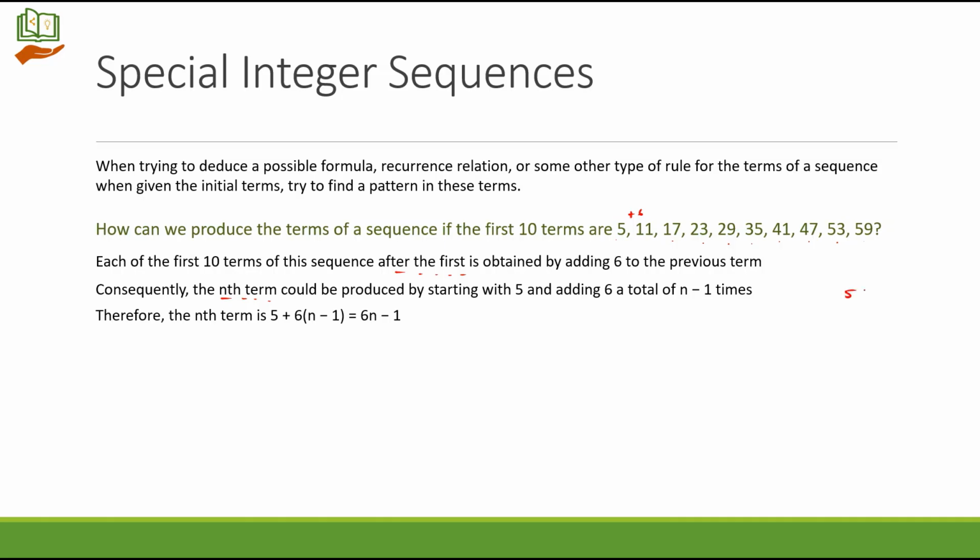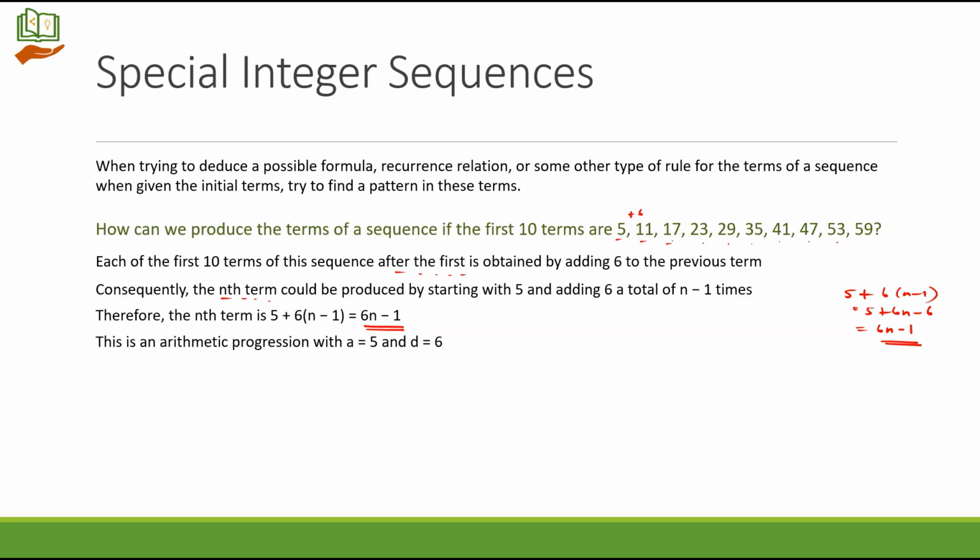So, just solve this. 5 plus 6 into n minus 1 will be 5 plus 6 into n minus 6 into 1, which is 6. Then we have 6n here. 5 minus 6 will be minus 1. So, we are getting 6n minus 1. Just start with n is equal to 1. 6 into 1 minus 1 will give 6 minus 1, which is equal to 5. What is 6 into 2? It is 12. 12 minus 1 will give you 11. 6 into 3 is 18. 18 minus 1 will give you 17, and this goes on.